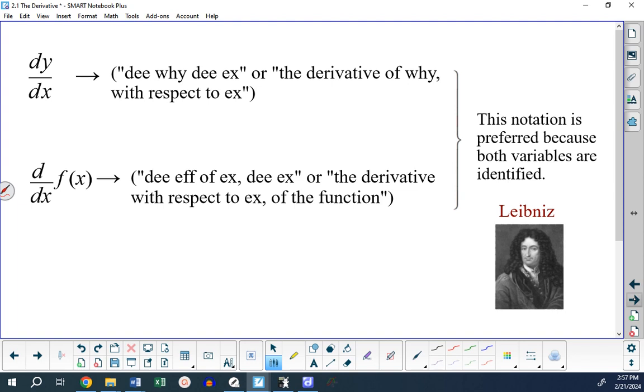Sometimes instead of writing dy dx, we can write this. And you can think of this as being an operation called differentiation of y. So dy dx is the same as d dx of y. Or it's the same as d dx of f of x. And I'm saying it and writing it because I think you need to hear it and how it fits together with the language. This is the best notation. It's what I tend to use 99% of the time.